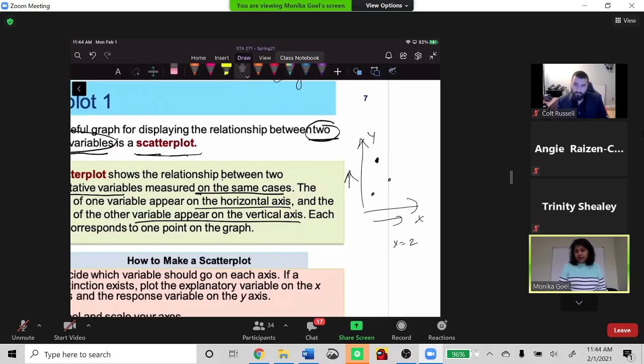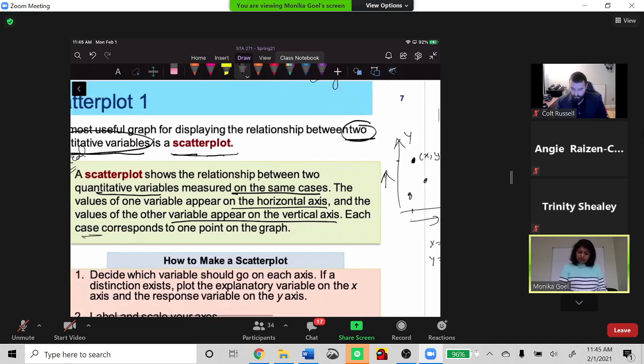And the answer is no. I need to know what my x is and what my y is. So each point corresponds to x and y. I need to know what my x is and what my y is to make this point, or this, or this. And again, this is one individual with its value of x and y, this is another individual with its values of x and y. So each case corresponds to one point on the graph.